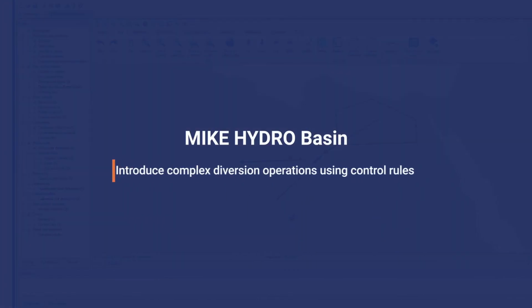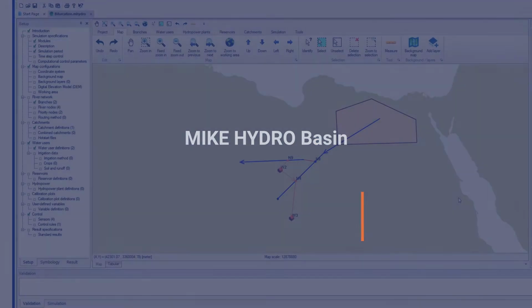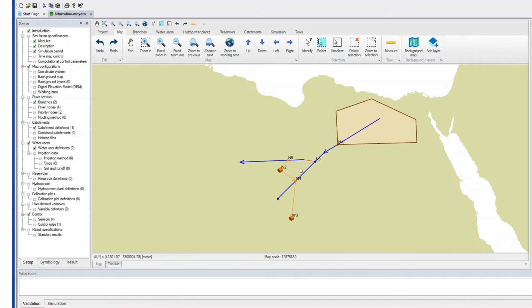With HYDRO Basin, you can easily introduce more complex diversion operations using control rules. In this example, water is being diverted from the main river channel to a side branch. Such diversion is normally specified as either a fixed part or a fixed fraction of the main channel flow at the diversion point. In this example, there are two water users.